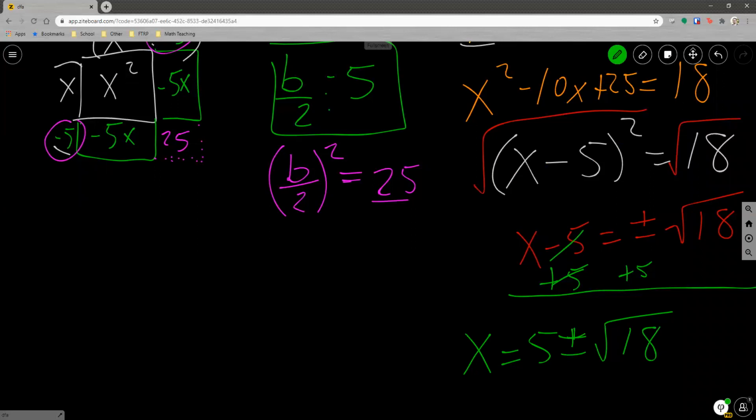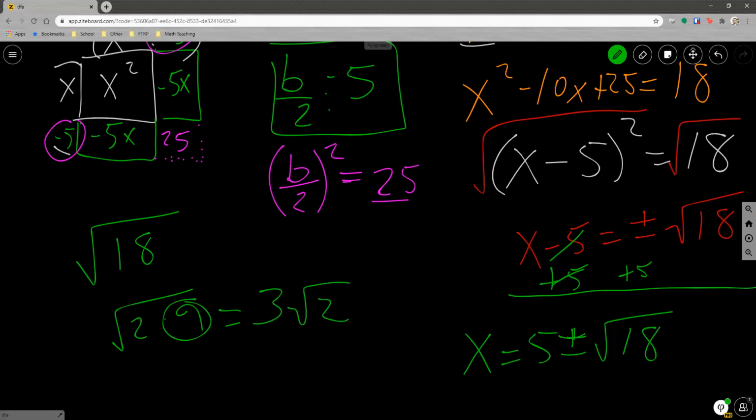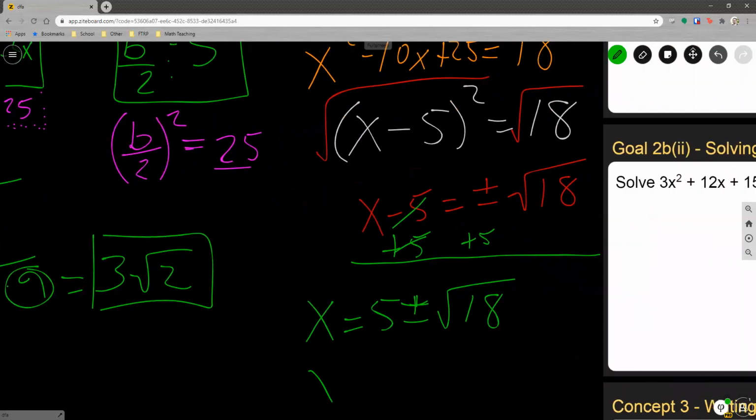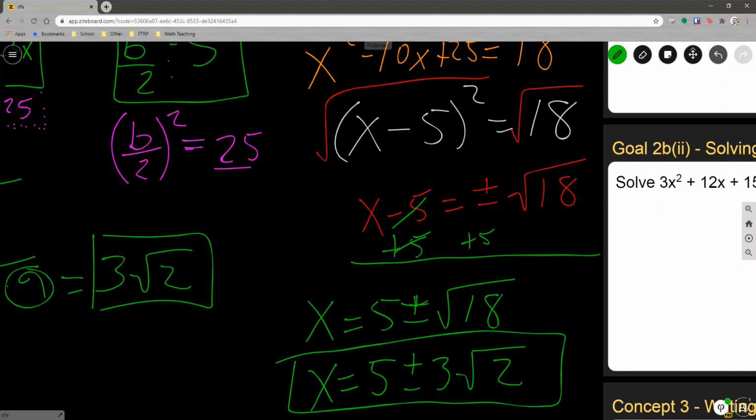We're basically done, but one last thing we can do to clean it up is convert the square root of 18 into a cleaner, simpler root. The square root of 18 is the same as the square root of 2 times the square root of 9. The square root of 9 is just going to be 3, so I can rewrite this as 3 times the square root of 2. So my final form, as it were, is x equals 5 plus or minus 3 times the square root of 2. There's the solution to my quadratic.